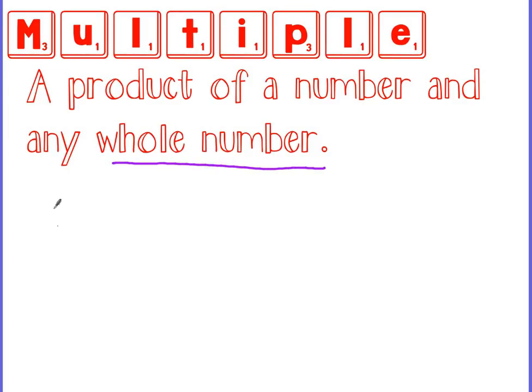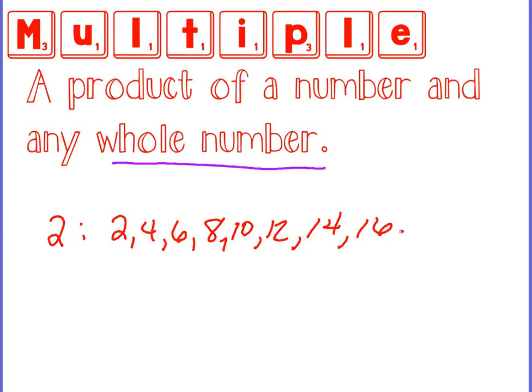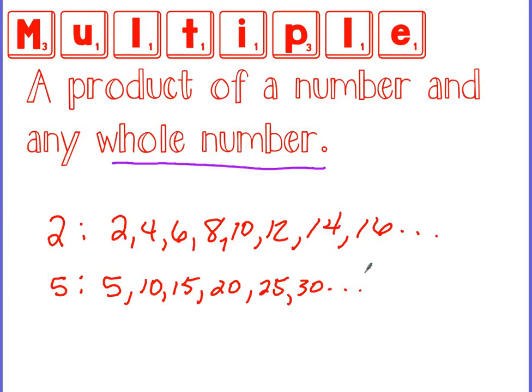All right, so let's take 2 for example. My multiples of 2 are 2, 4, 6, 8, 10, 12, 14, 16, and so on. So they're technically your count by numbers. If I count by 5s, it's 5, 10, 15, 20, 25, 30, and so on and so forth.